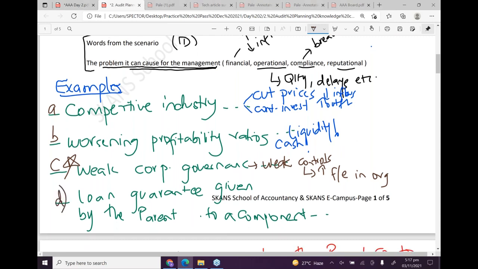So you're auditing a group and the parent company has given a guarantee for a loan to a component. So a component could be a joint venture, it could be an associate, it could be a subsidiary as well. What is the business risk? I've had my students coming to me and saying that if this came up, we couldn't think of the business risk. So come on then, let's see if you can come up with the answer.